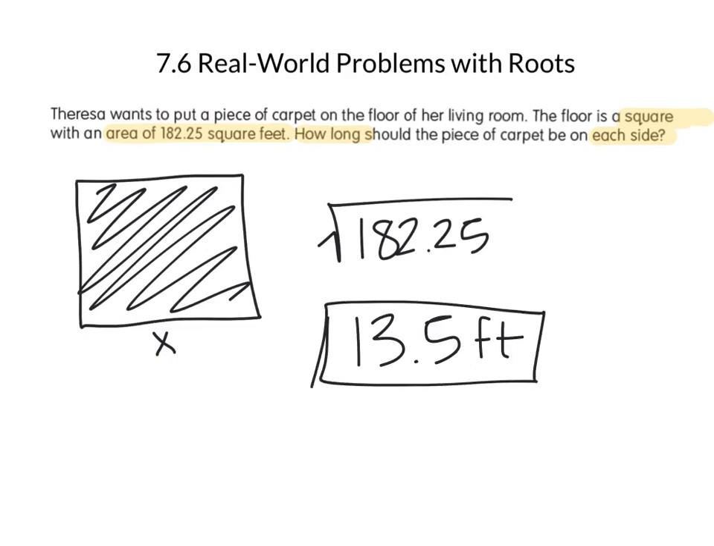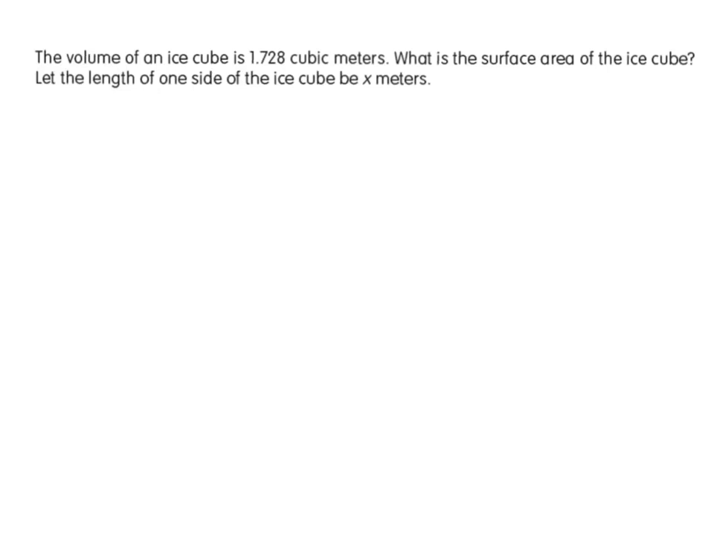All right, that was the first problem we did together. Here's the second one. Make sure to write this problem in your notes as well. You can just write some keywords down. The volume of an ice cube is 1.728 cubic meters. What's the surface area of the ice cube? Let the length of one side of the ice cube be x meters. So if I were writing down some keywords, I would say volume is 1.728 cubic meters. What is the surface area? And then let the length of one side of the ice cube be x.